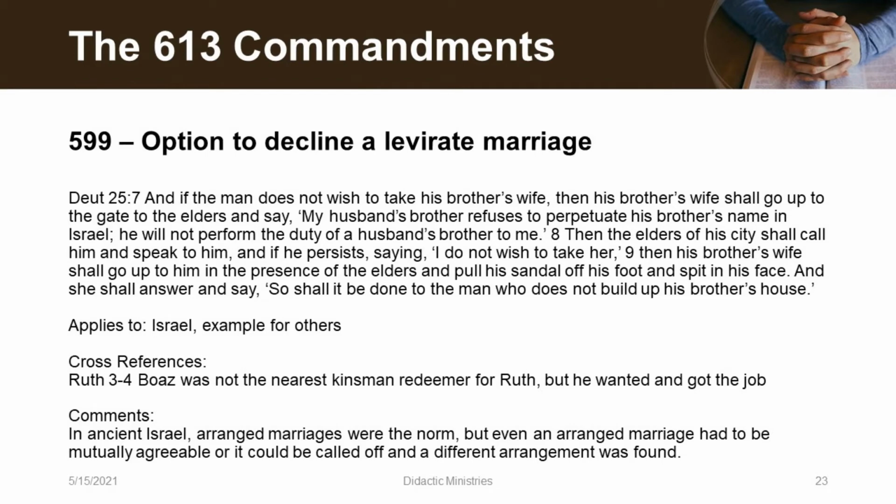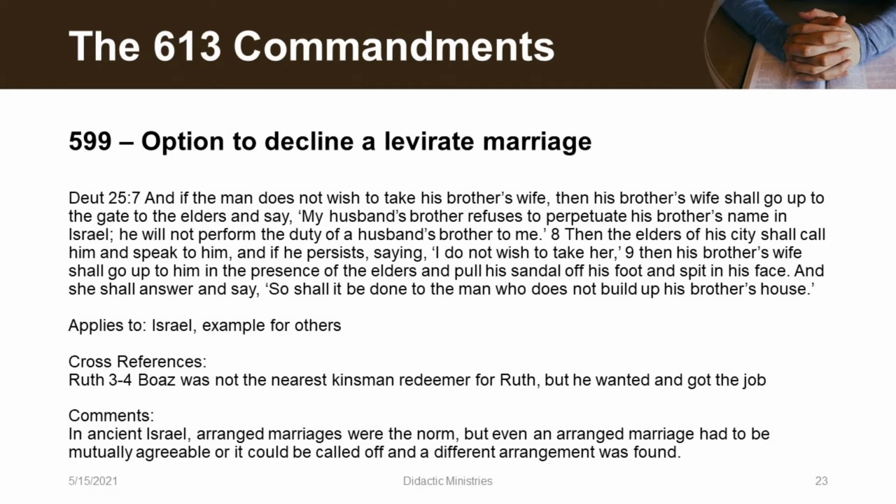Commandment 599, an option to decline a levirate marriage. Deuteronomy 25, verse 7 says, "And if the man does not wish to take his brother's wife, then his brother's wife shall go up to the gate to the elders and say, 'My husband's brother refuses to perpetuate his brother's name in Israel. He will not perform the duty of a husband's brother to me.' Then the elders of his city shall call him and speak to him.